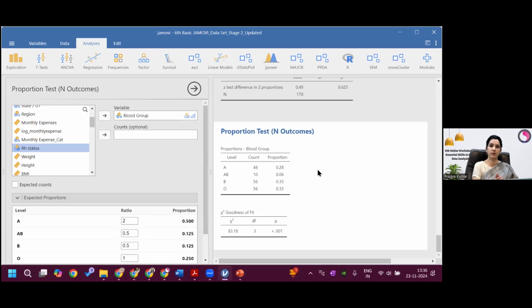We'll share the video. You can practice on the data set. And again, we will meet on Monday at 2 o'clock. I'll just do a quick recap. And this chi-square test of 1 proportion, I'll again revise because there were a few candidates who were requesting it to be on Monday. So I'll again take this on Monday. Then we'll have a breakout room.